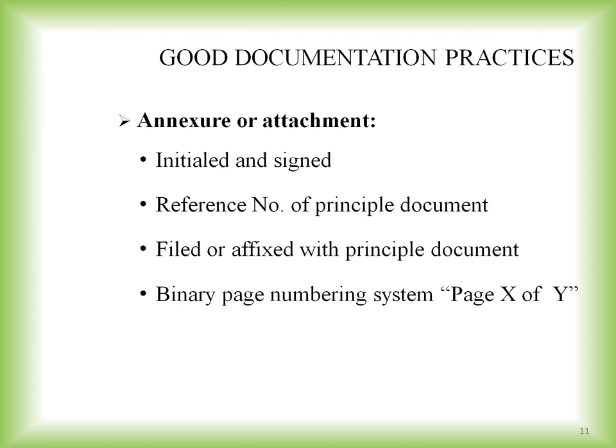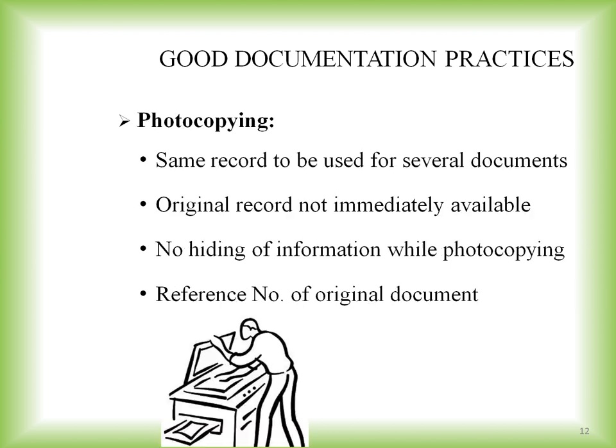Annexures or attachments. A lot of times we need various attachments as well as annexures to put the documentation in a proper way. Whenever you are adding annexures or attachments, they should be given a proper initial of the person with his sign, then the reference number of the principal document, filed or affixed with the principal document, with a binary page number system, page X of Y, or we can say A of Z, B of Z in such a way.